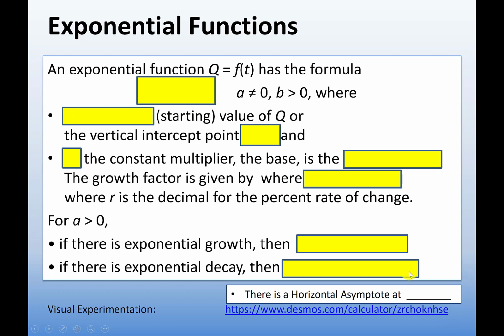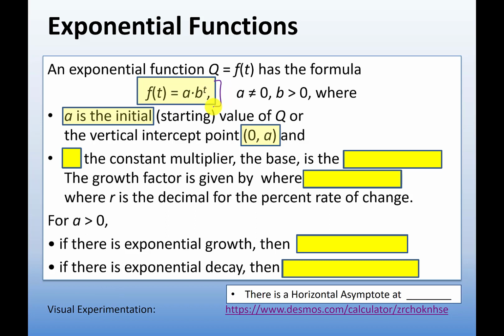Now we're going to lay down some more formal discussion about exponential functions. First, we're going to give some definitions here. The standard format for an exponential function is the format that we're looking at here: a times b to the t power.